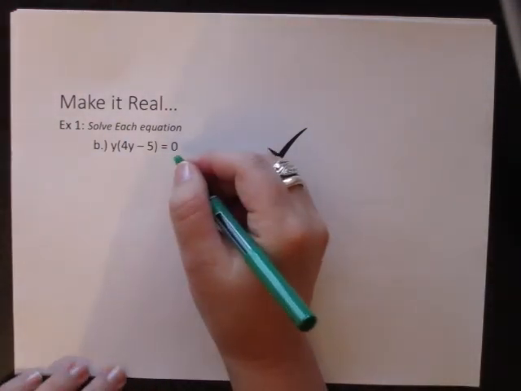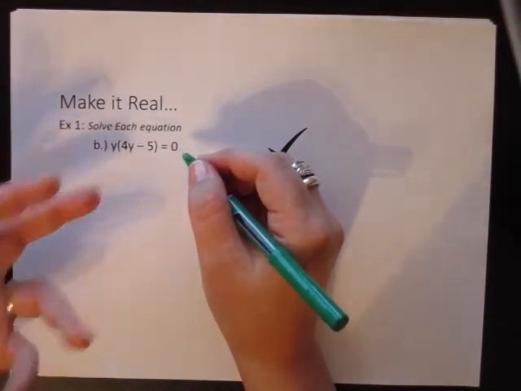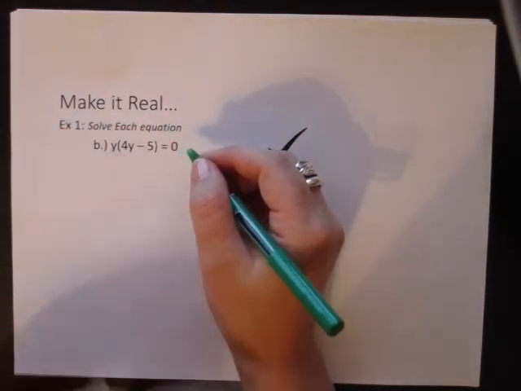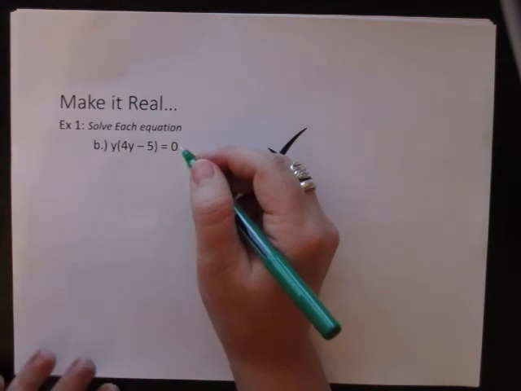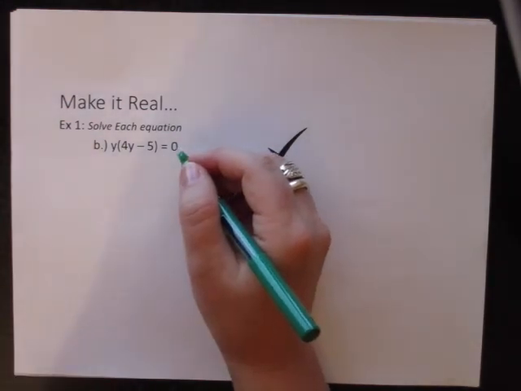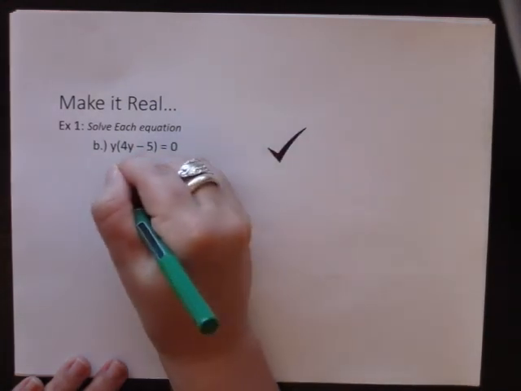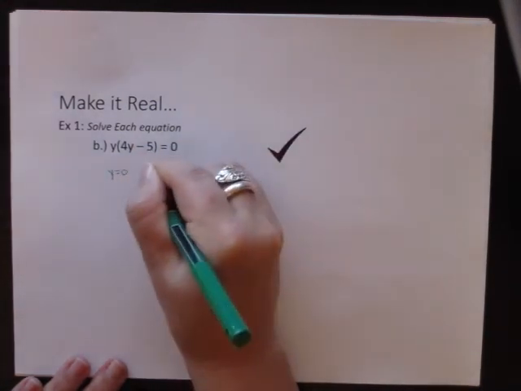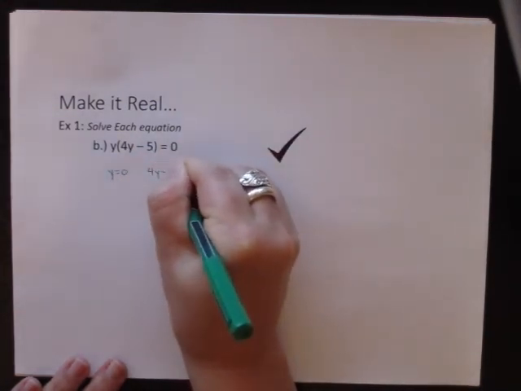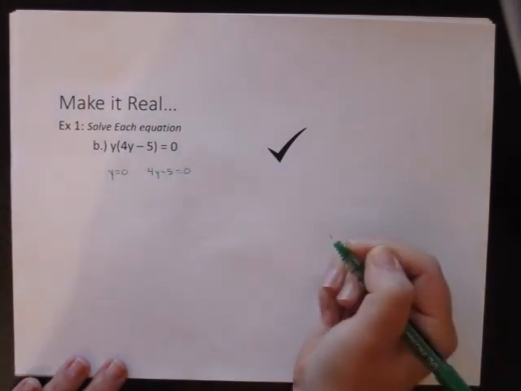Step 2, we have to factor, but we can see that they've already factored it for us, and they've actually factored it by a GCF. So now we can do step 3. Step 3 says to set each factor equal to 0. So I'm going to go y equals 0, and then I'm going to go 4y minus 5 equals 0.